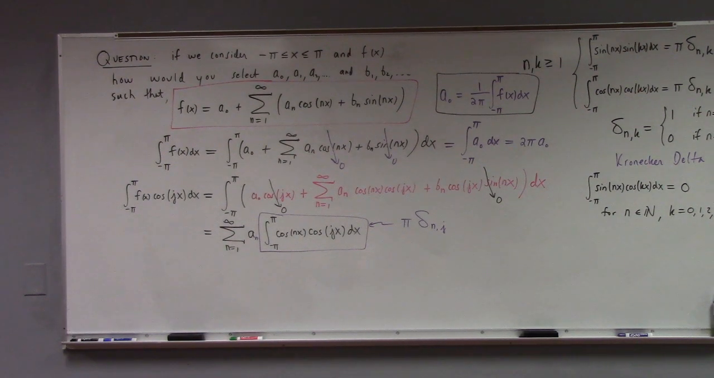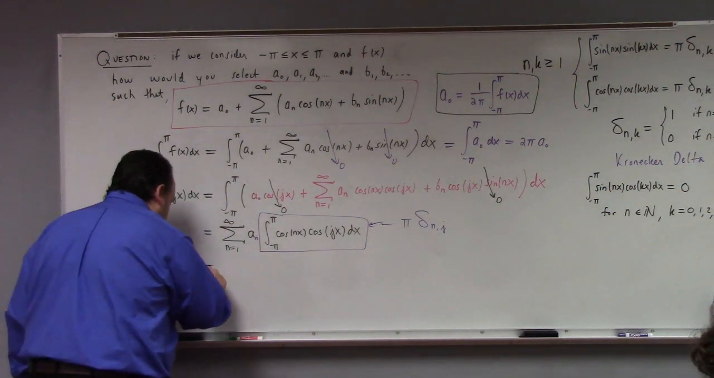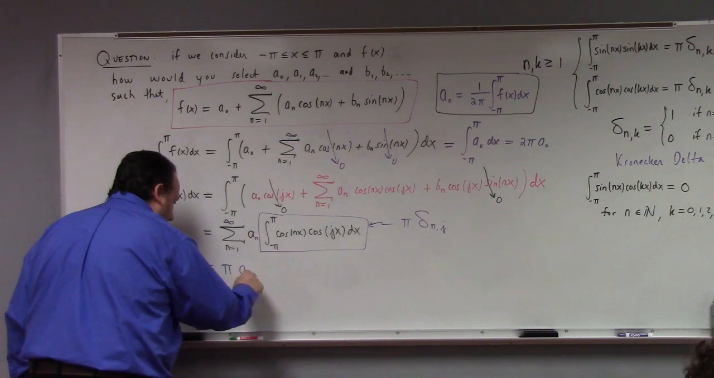n equals j. Now notice that j here is fixed but arbitrary because I multiplied by cosine. The n is being summed over. It's a dummy variable of summation. So the j should survive. So what we get is pi times a sub j.